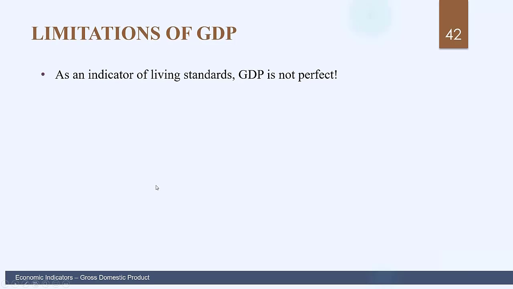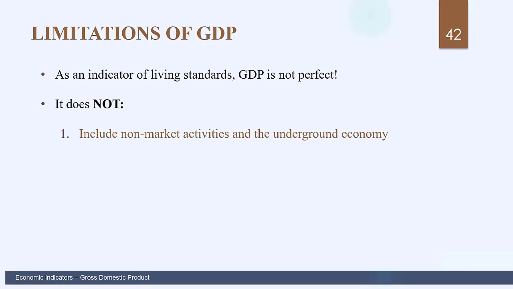Now, looking at real GDP over time, or comparing real GDP per capita across countries, does tell us a lot about the general economic conditions. However, there are significant limitations of using gross domestic product to make statements about the living standards and, in some cases, growth over time. Gross domestic product does not include non-market activities, such as the underground economy. So any economic activity that's unofficial will not be included in any of the gross domestic product figures published by statistical agencies. It also doesn't capture improvements in product qualities.